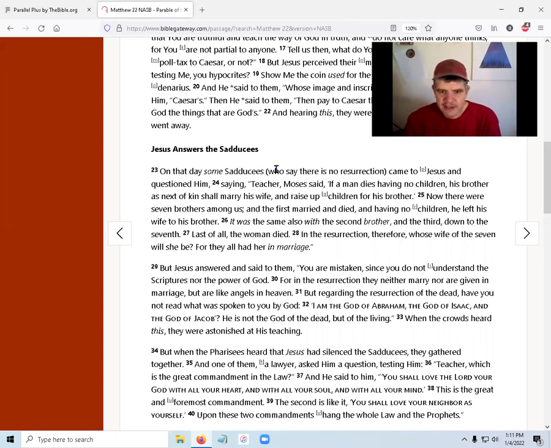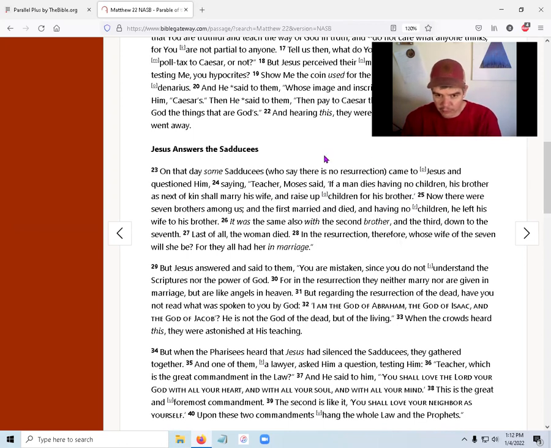On that day, some Sadducees who say there's no resurrection came to Jesus and questioned him, saying, they're going to challenge him. Teacher, Moses said, if a man dies having no children, his brother as next of kin shall marry his wife and raise up children for his brother. Now there were 7 brothers among us. The first married and died, having no children.